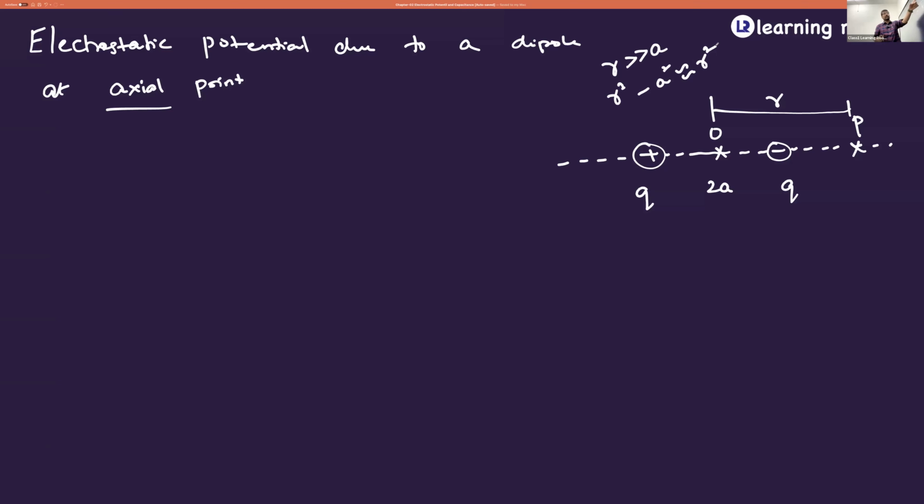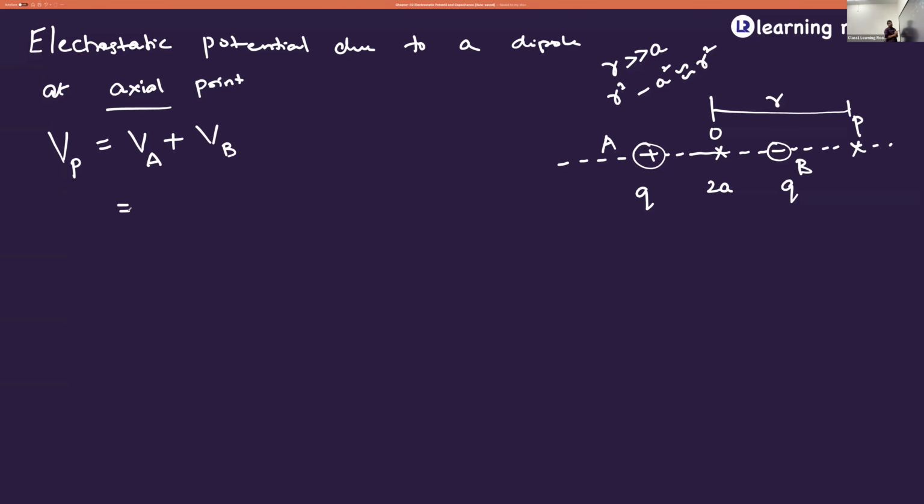Now, on the axis, I've taken this point P. Our job is to find what is the potential due to this kind of a system at point P. So it's very simple. So potential at point P is equal to the potential that is generated, let me call this as charge A and let me call this as charge B, due to the charge at A, plus the potential that is generated due to the charge at B, right?